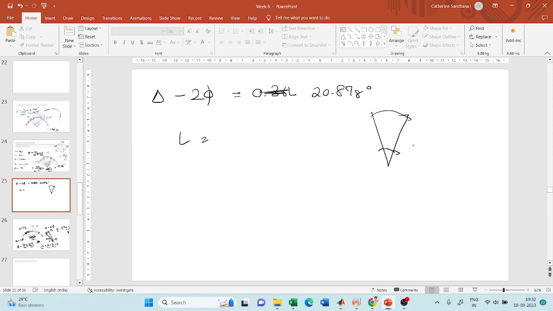So the length of the circular curve will be, let me take this as theta, and this is R. For the circular curve, the radius will be constant.